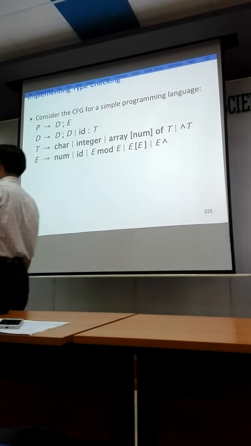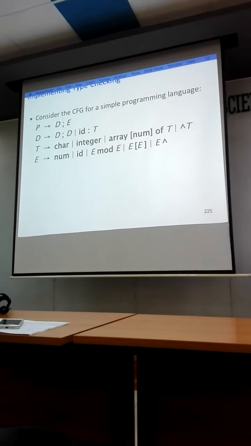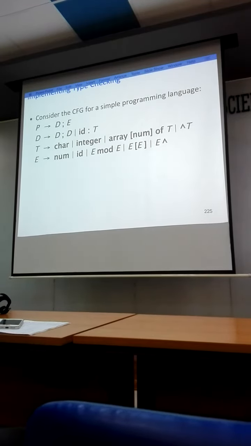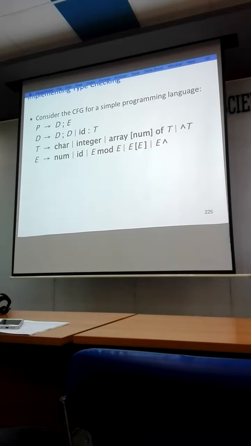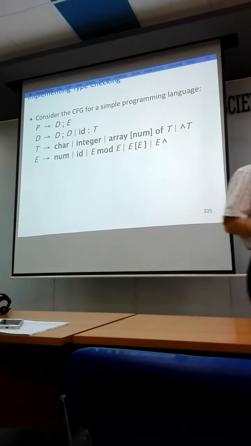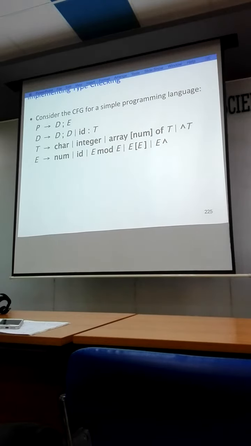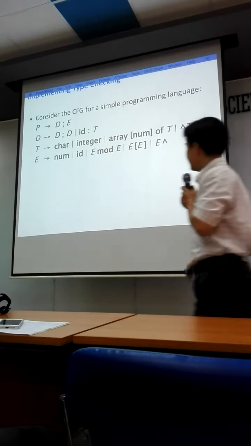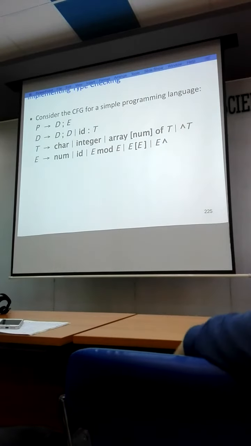Now, this is a very simple grammar. So, tell me something about a program written in the language generated by this grammar. Some characteristics of a program written in the language defined by this grammar. Ambiguous? Yes. That's right. It's ambiguous.